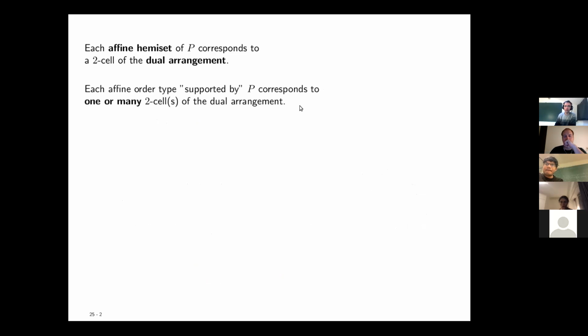Good. So now the trouble starts showing up, because now every affine order type that you can read off from P, that is, in the set of projectively equivalent order types that P is representing, P is our projective set, corresponds to one, but possibly several 2-cells in the dual arrangement, because there are many different ways you can select points in P and get that order type. So let's let mu omega denote that number. How many different ways can you find order type omega in P?